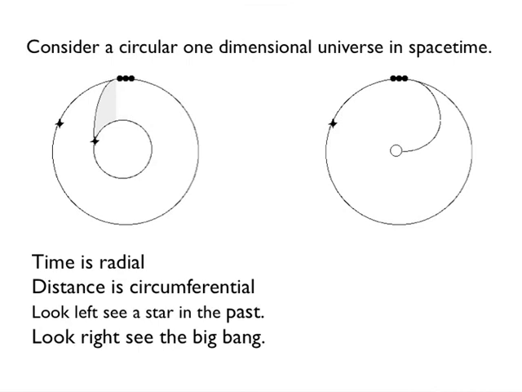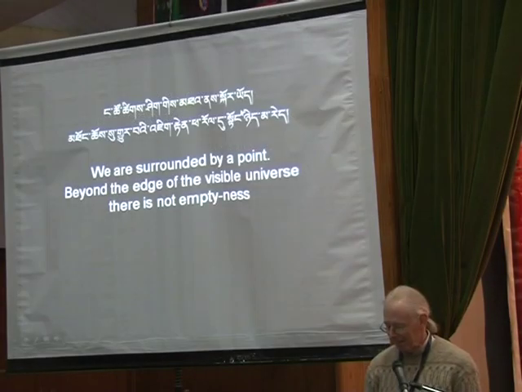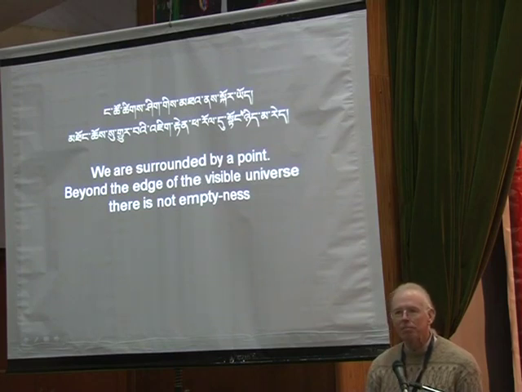And that's why it's hard to see beyond the edge, because beyond the edge is the inside of a point. Well, that hurts your brain. We are surrounded by a point. Beyond the edge of the visible universe, there is not even emptiness. Not even emptiness. I think I need some Buddhist help here.